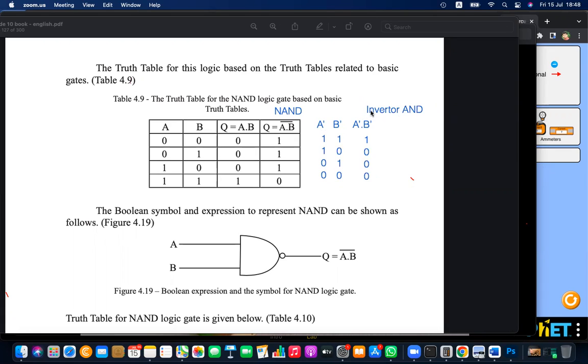But this gate is not in your syllabus, but it is better you know this. What will happen if you NOT first and then AND? That is not the same. That means NOT of (A and B) is not the same as (NOT A) and (NOT B). These are not similar. Otherwise, you will think both are similar. No, this is not similar to this one, right? But there is a similarity.